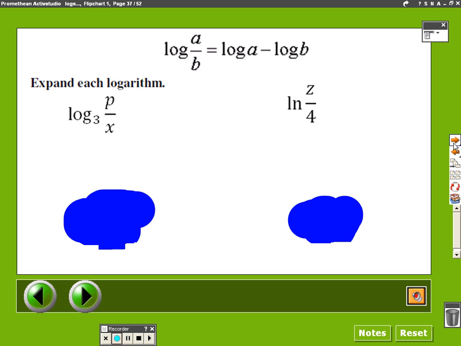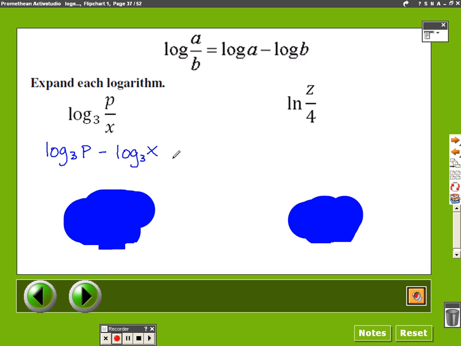All right, let's look at division. If we have the log of a quotient, a divided by b, we can expand it to log a minus log b. Here we keep the same log base 3, because we're dividing. When we divide exponents, we keep the same base and we subtract the exponents. So we're going to go log base 3 of p minus log base 3 of x. That would be that one.